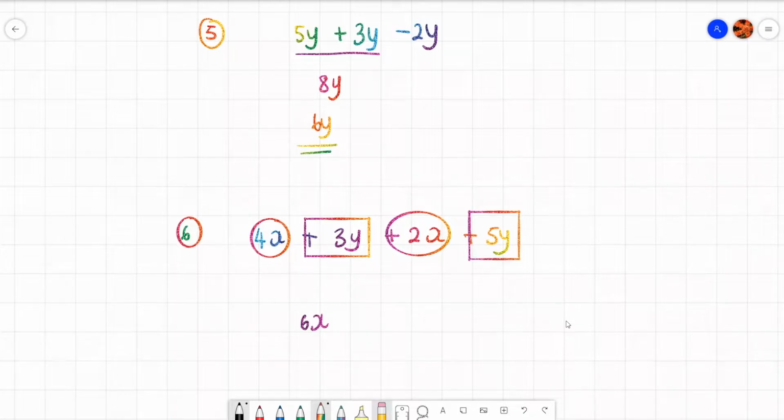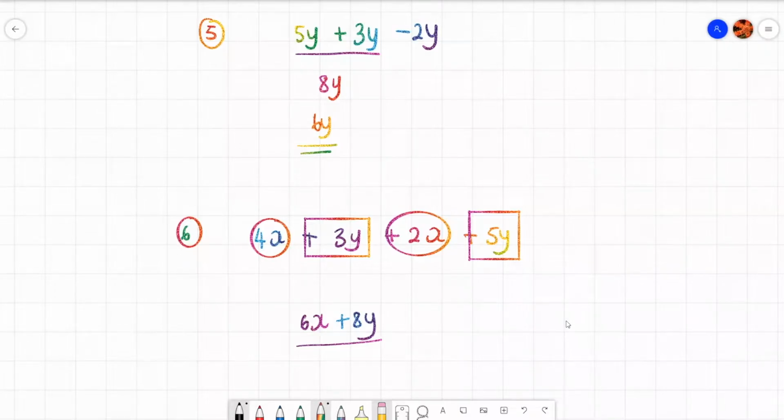I circle and box the letters that are the same just so they stand out and I know that I've included them. That's a nice easy trick for you to do. So for example, put a circle around the 4x and a circle around the 2x. I know that I'm going to add them together. And then I've used a different shape for the y's because I know I'm going to add them together. 3y add 5y is 8y. Now in this situation, I can't add the 6x and the 8y together, remember, because they are not the same thing. So the answer is just going to stay as 6x plus 8y.